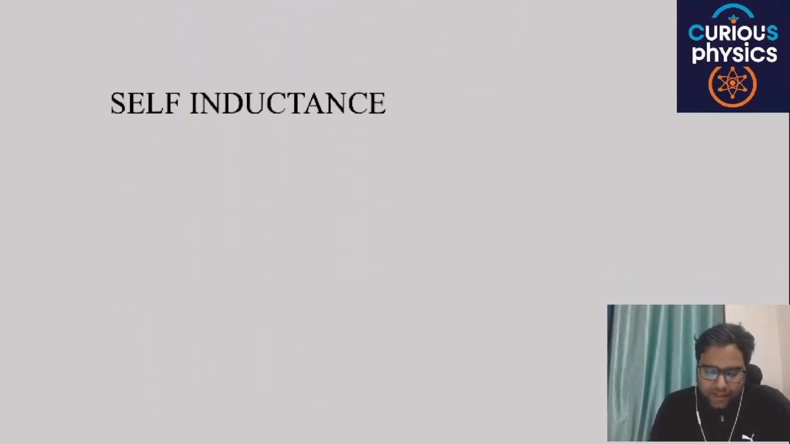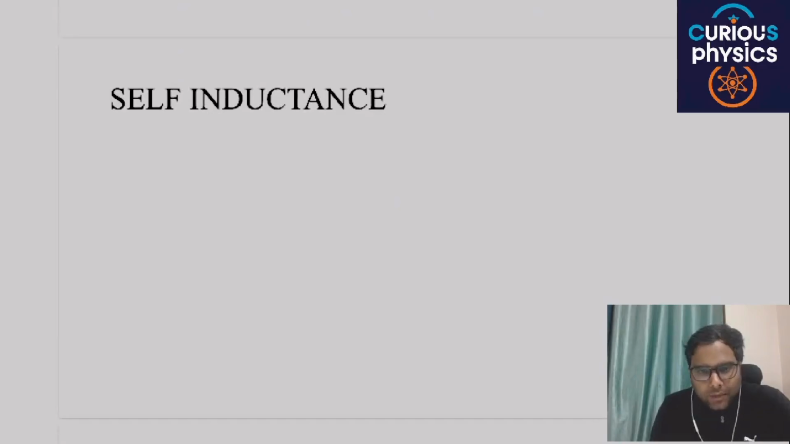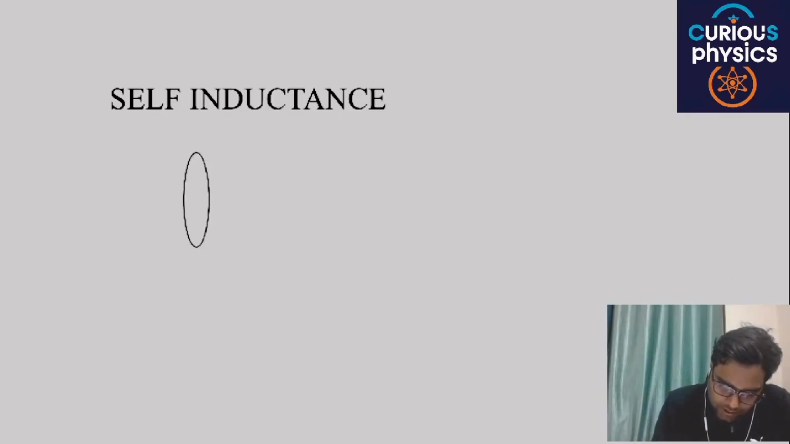Next is self-inductance, which we have already discussed. In the case of self-inductance, there is only one coil. The change in flux in a coil takes place when there is a change in current in the coil. Let's say this is a coil.